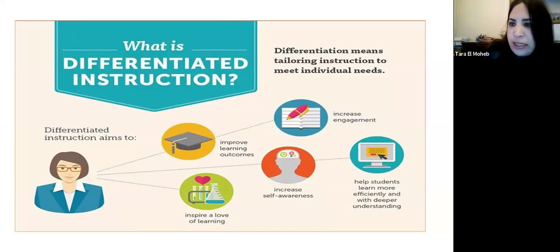Increase engagement. This helps you increase engagement because students learn in different ways. So students are more engaged in the material, and not passive but active learners. Increase self-awareness. Self-awareness means what is the right approach? How do we come to this conclusion? How, as Socrates said, what are the ways? You have to always ask yourself questions for you to reach this level. Help students learn more efficiently and with deeper understanding as well.